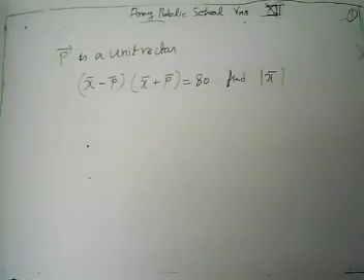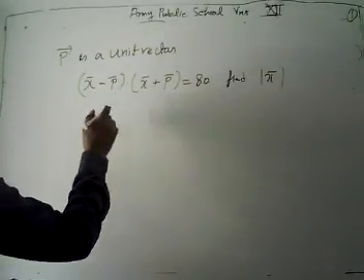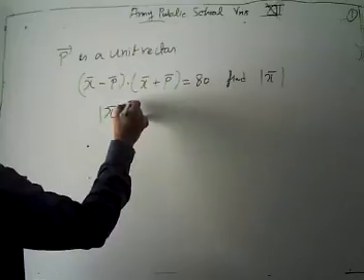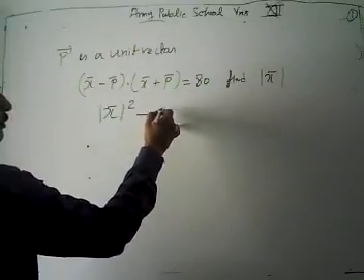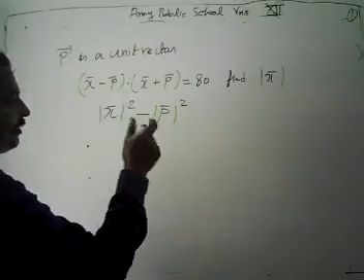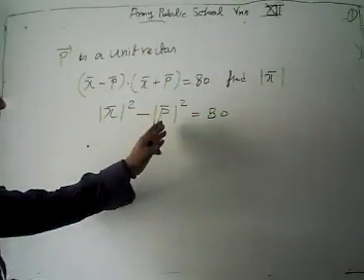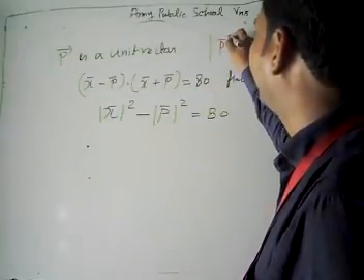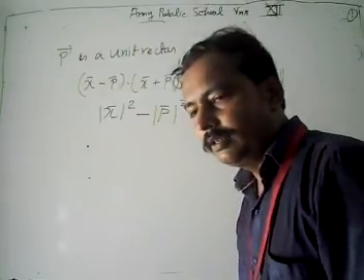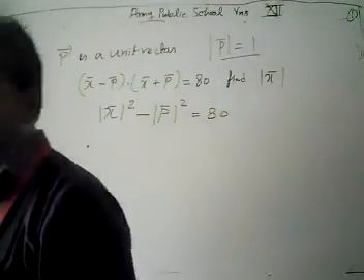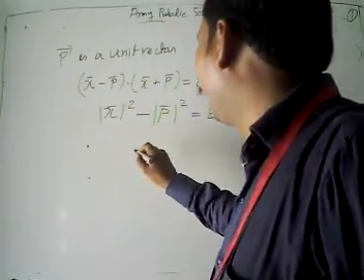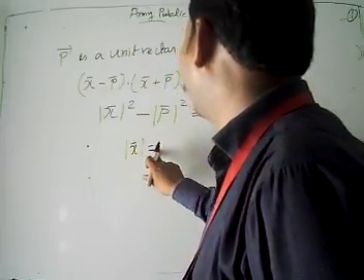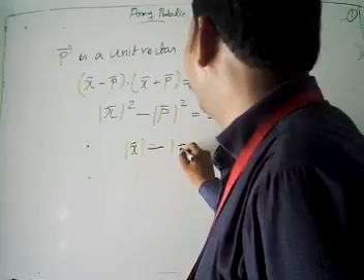How can we do this? First of all, it's given there, and we are going to multiply this. This multiplication is of the type a minus b times a plus b. Then obviously it's mod x square minus mod of b square is equal to 80. We are given p is our unit vector. If p is any unit vector, then the magnitude of p is 1. Then what we have is x square minus 1 square, 1, is equal to 80.